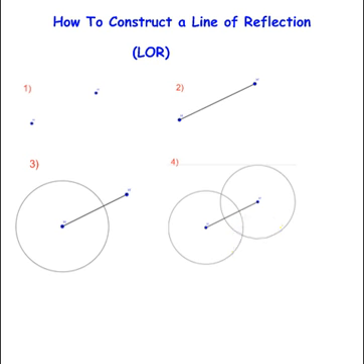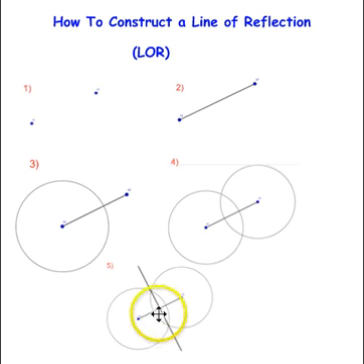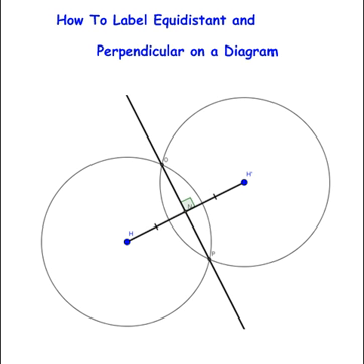And then once you do that, you just connect the 2 intersecting points of the circles, and you make a straight line that goes through those 2 points, and that straight line will be our line of reflection. So those are the 5 steps that we follow when we want to construct a line of reflection. So make sure you get that down in your notes as well. Okay, so let's just talk about labeling diagrams, and that'll be it for the notes here.